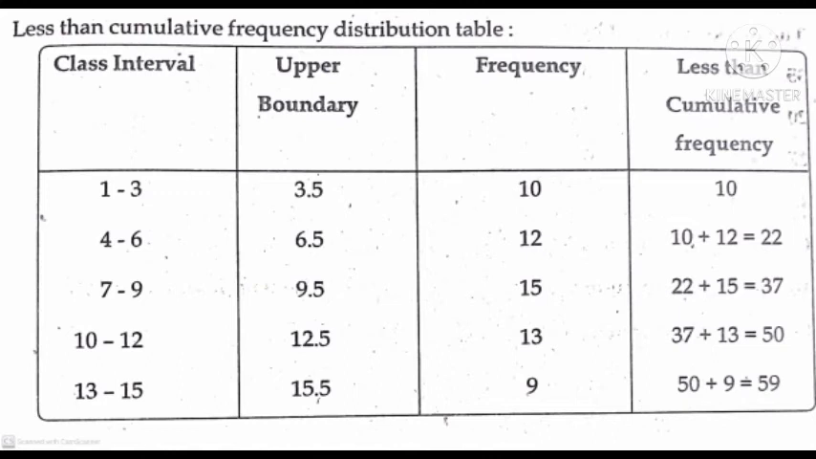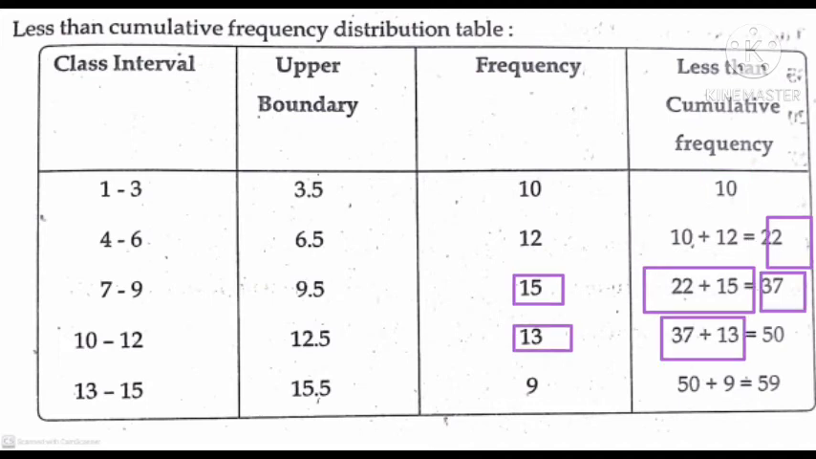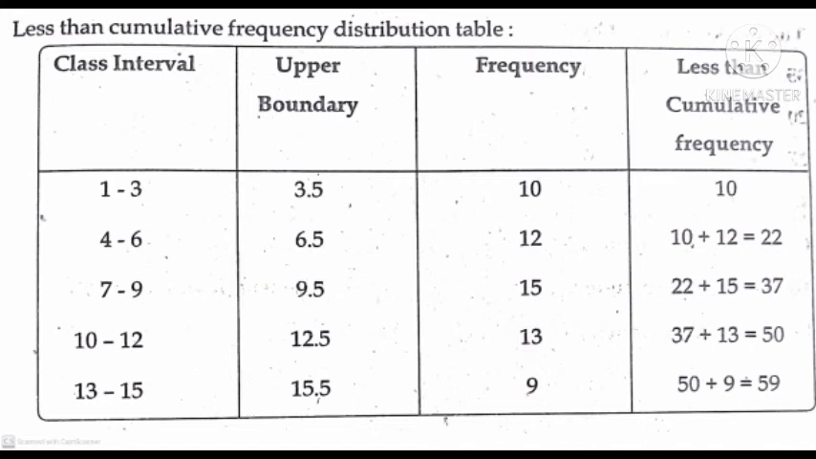Next we have to calculate the less than cumulative frequency, which we already learnt in the previous problem. Once again, see. First, 10 is copied as it is. Next, 10 plus 12 is 22. 22 plus 15, 37. 37 plus 13, 50. 50 plus 9 is 59. That means we add the frequency from top to bottom, and we get the less than cumulative frequency.